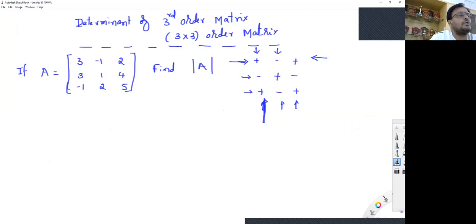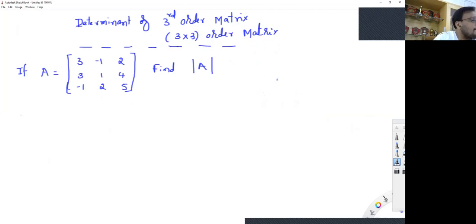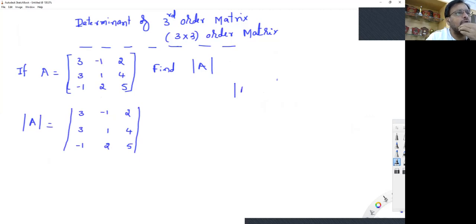So here I'm going to find the determinant of this one, the determinant of a third order matrix. Dear friends, please try to understand first. Here we are going to find the determinant of A. First, you write the determinant of the A matrix: 3, minus 1, 2, 3, 1, 4, minus 1, 2, 5, under the determinant.